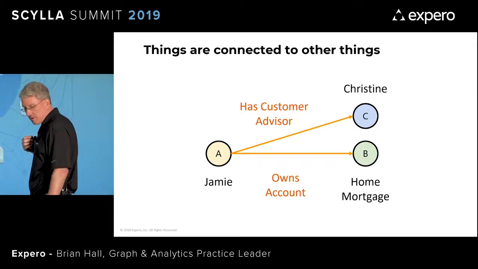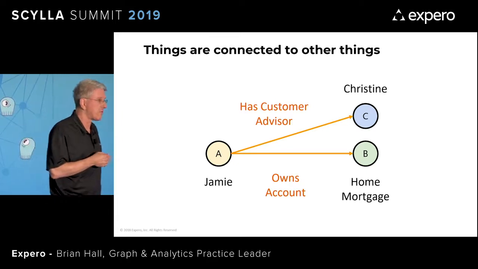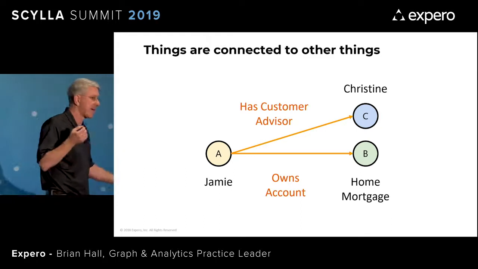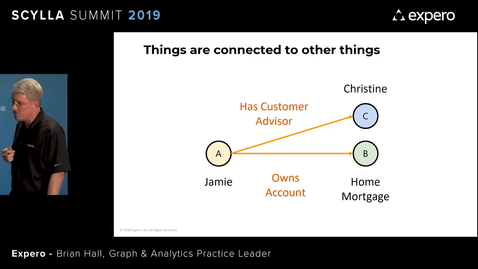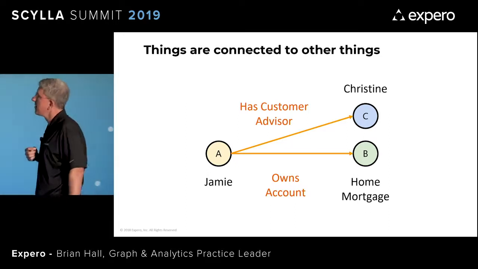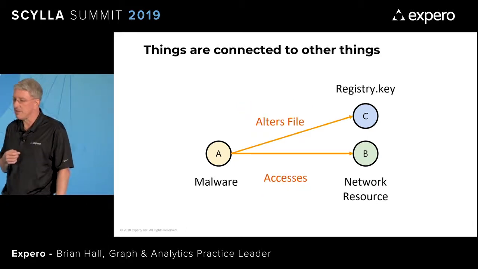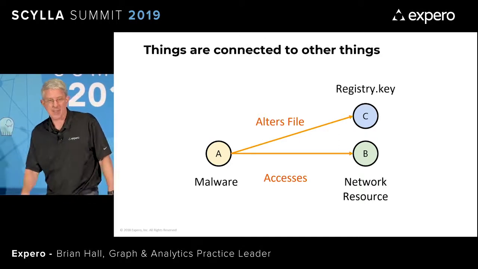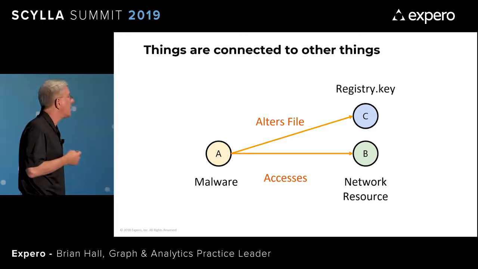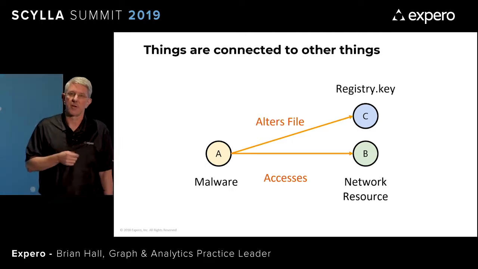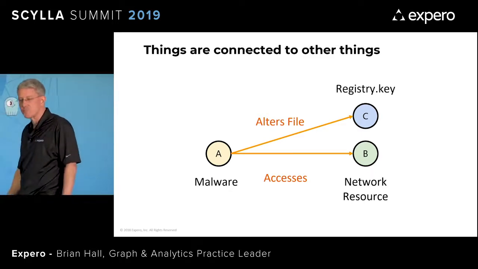I could also have it represent a financial services situation. I could say Jamie owns an account of a type of home mortgage. Maybe I've got attributes hanging off of those edges that represent amounts, dates, rates, those sorts of things. I can also have that represent the fact that I have a financial advisor. Another one that we've actually done in practice, I can model malware. I can say this malware accesses different network resources. I can also say this is the behavior that the malware performs by adjusting registry keys, for instance.